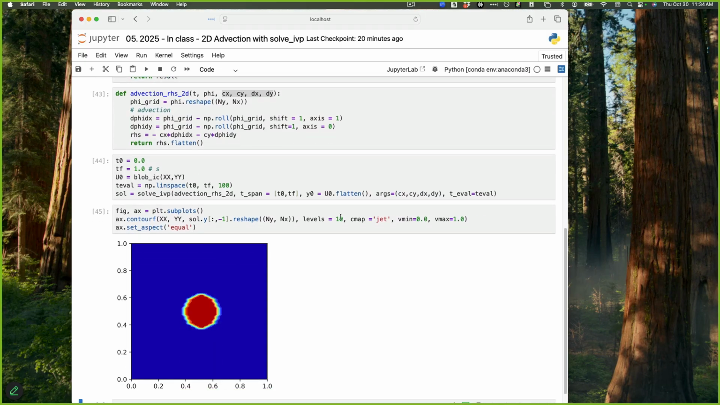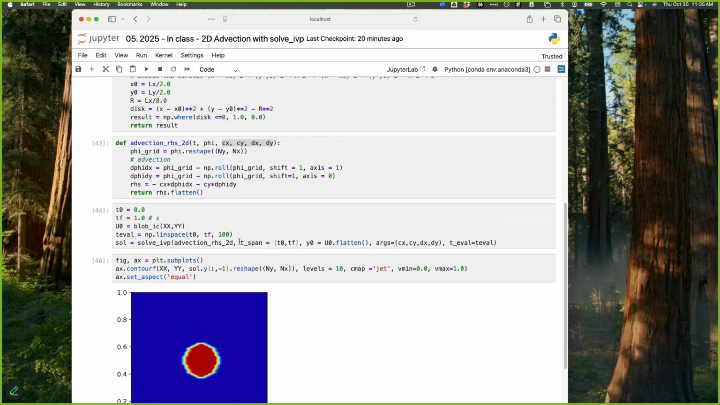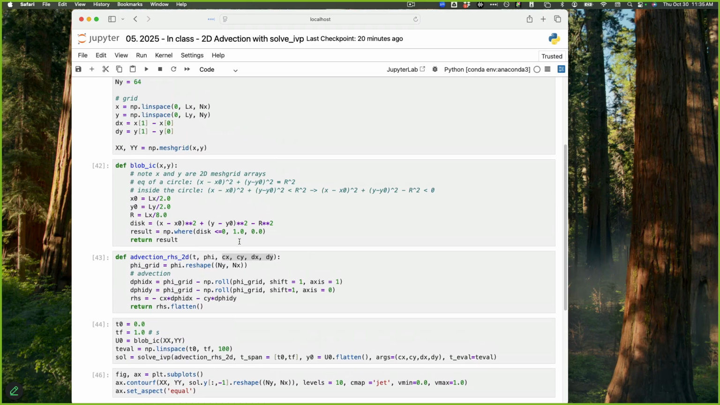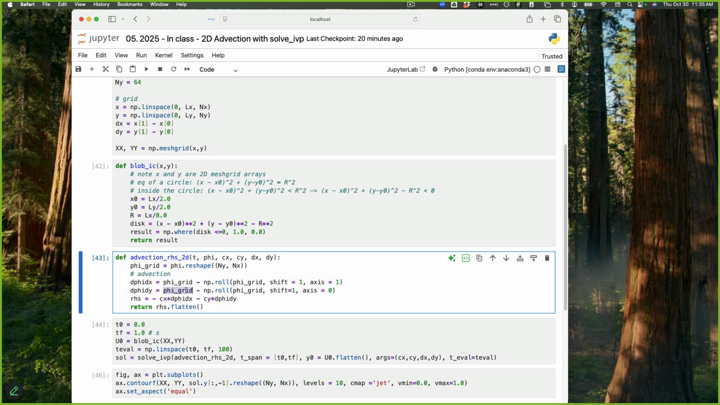Okay, so let's see now. It's still not advecting correctly. So let me check my code a little bit. So dphi by dx, shift 1, axis 0, phi grid, rhs dot. Yes? Do the dphi dx and dphi dy need to be divided by dx and dy? Yes, they need to be divided by delta x. Yes, thank you. Who was that? Eric? Yes. Good job. I am doing this on purpose to get you guys to participate.